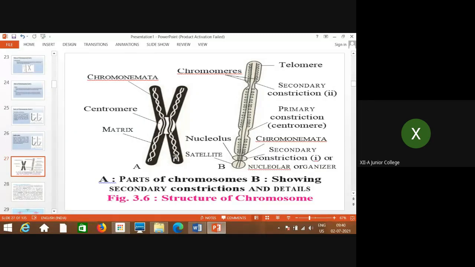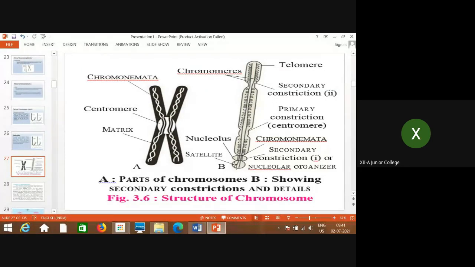Now this is what is given in your textbook, this diagram is very clear. This is A, the metaphasic stage of chromosome, where this is the centromere, these are the arms, and these are the chromonemata, and this is the matrix, and the boundary of this chromosome is called the pellicle. And in the matrix, these chromonemata are present. When you see a single arm, this is the primary constriction, which is also called centromere or kinetochore. Then primary constriction, and then this is the secondary constriction.